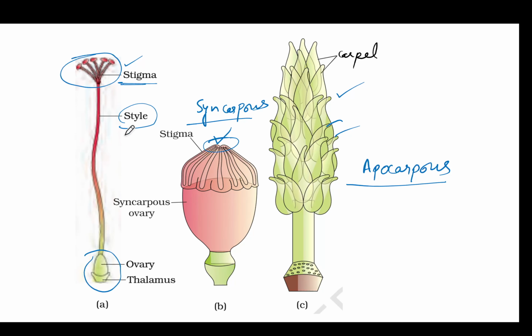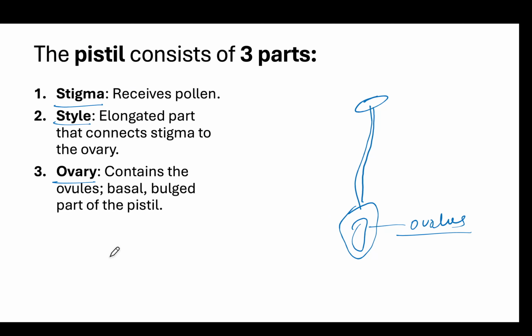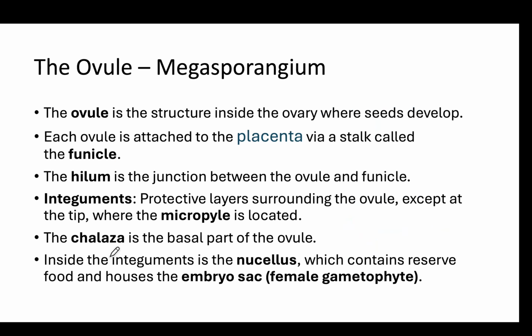These are stigma, style and ovary. Stigma is the place where pollen grain comes and sticks or attaches, and ultimately with the help of style these pollen grains will reach the ovary. Inside the ovary there is the ovule. Inside the ovule they will form the embryo after fertilization. Now we will deep dive into the structure of the ovary. Inside the ovary the ovule is present.